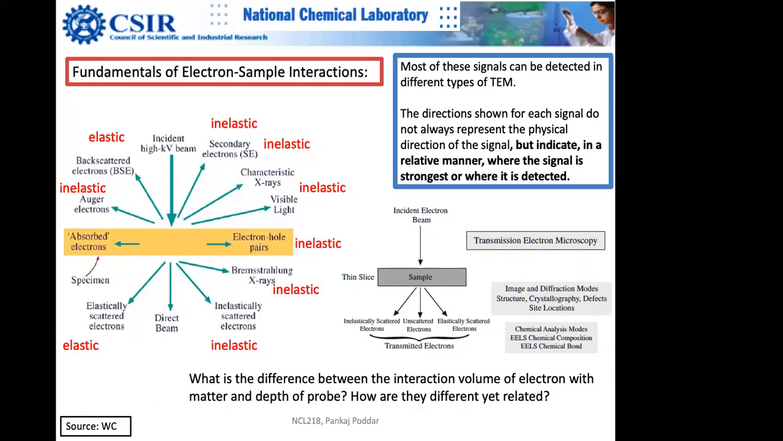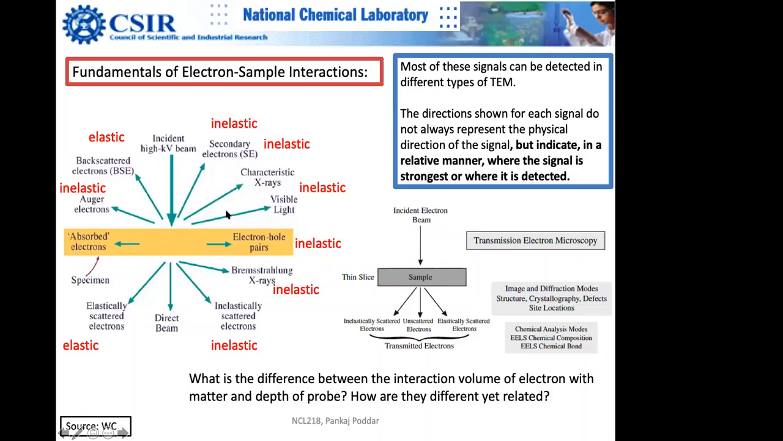So depending upon the atomic number of the sample, the electrons from the valence band, conduction band get kicked out, what you call secondary electrons, which you can use to image the sample in a scanning electron microscope. I won't be discussing that because it's an easier thing. Usually once you understand the basic concept of electron scattering, everything becomes so easy. So these are elastic signals.